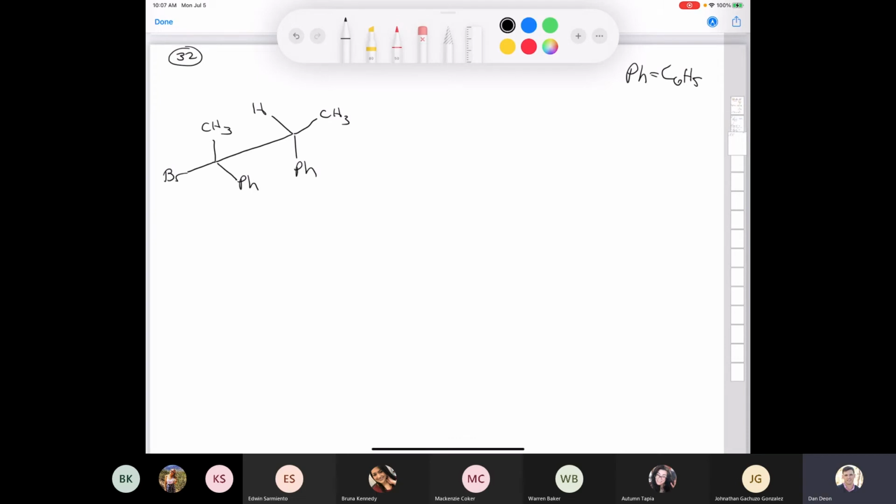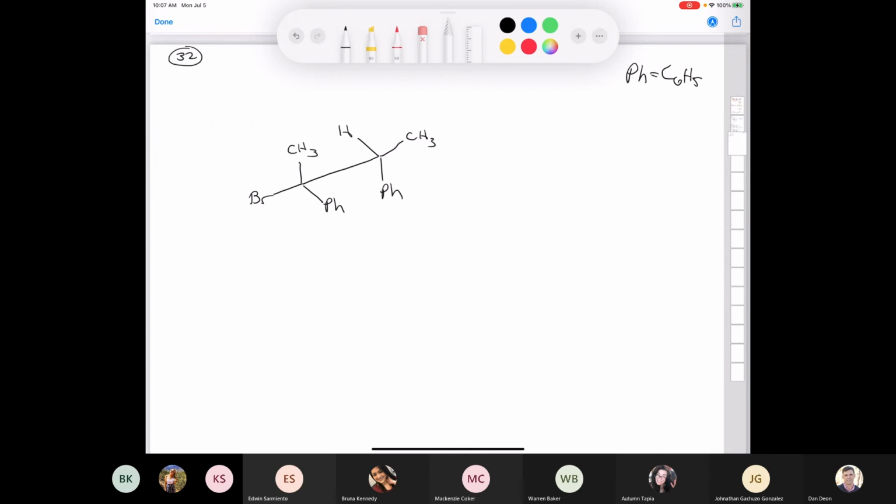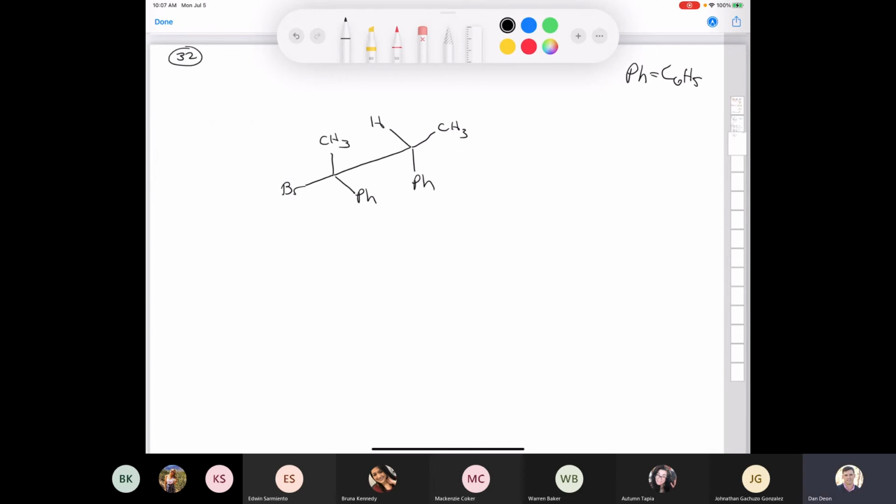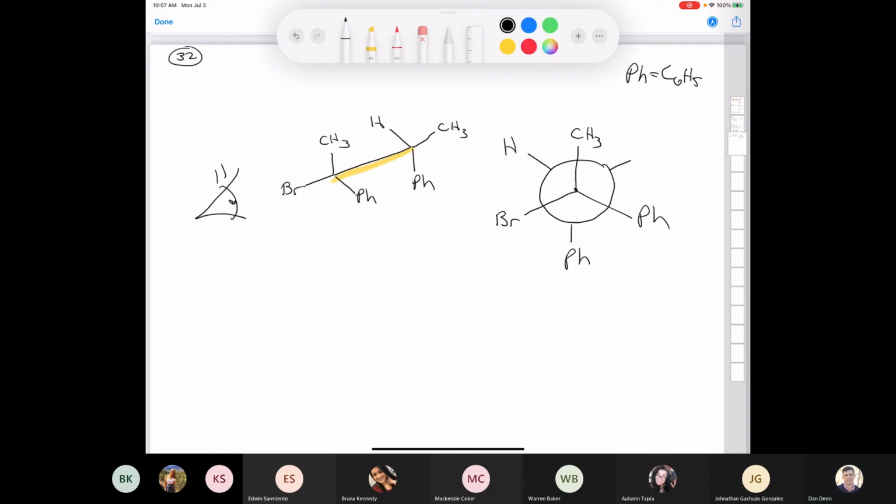If we were to take this compound the way that it's drawn, and move it over here, and take your eyeball and look down this carbon-carbon axis, what do you see? Let's draw it. We have the carbon in the front. We've got a methyl group sticking up, a bromine coming down like this, and the phenyl over here. The carbon in the back: we have the phenyl going down, the hydrogen over here, and the methyl group over here.